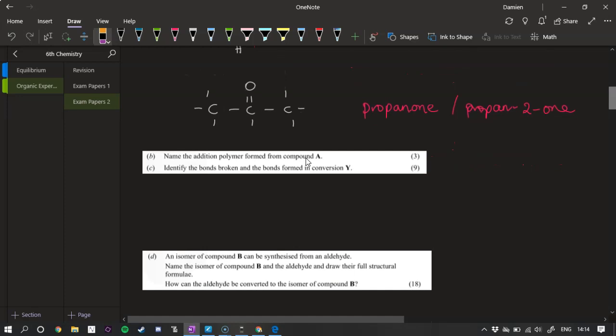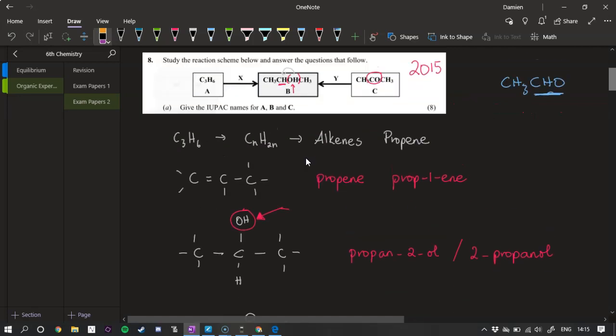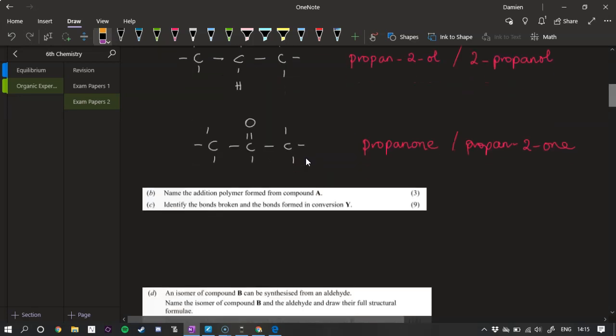Moving on to part B then. Name the addition polymer formed from compound A. So if we scroll back up and have a look at A. So A is propene, and it's asking for the addition polymer. So if you have propene, multiple propenes, you end up with polypropene.